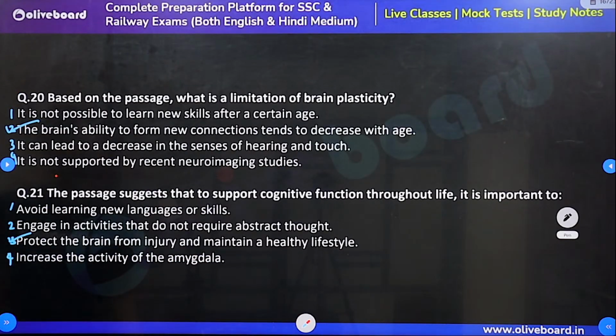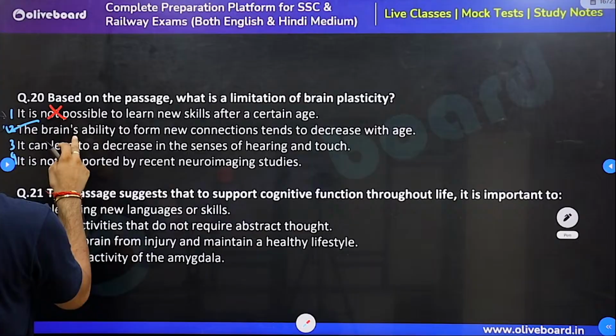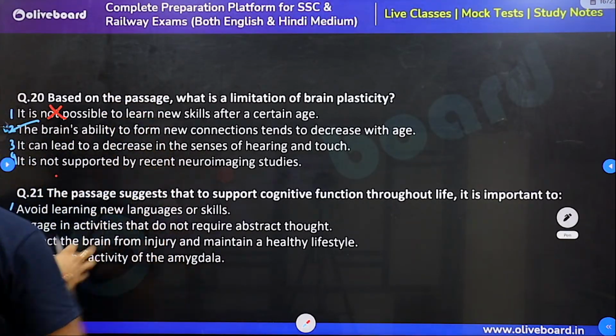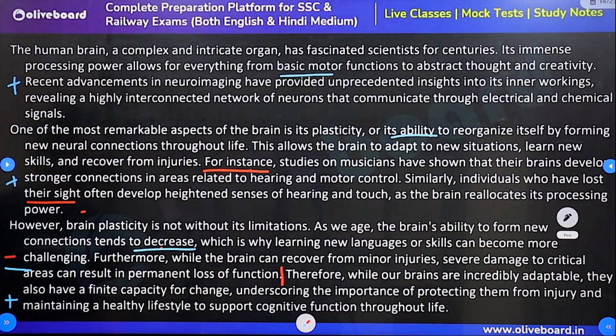Based on the passage, what's the limitation of brain plasticity? It's not possible to learn new skills after a certain age. You can't say not possible, but the ability to learn new skills decreases over age. Not possible. As we age, the ability decreases.